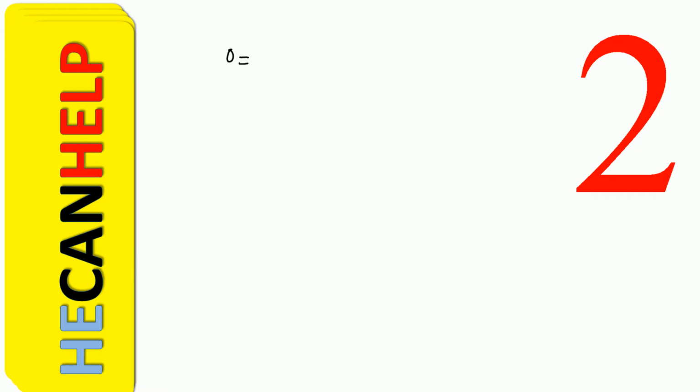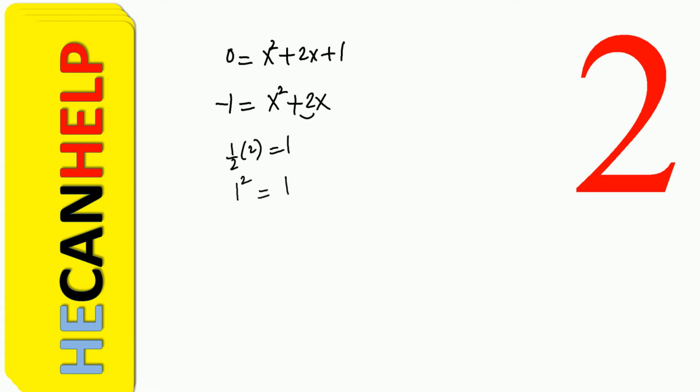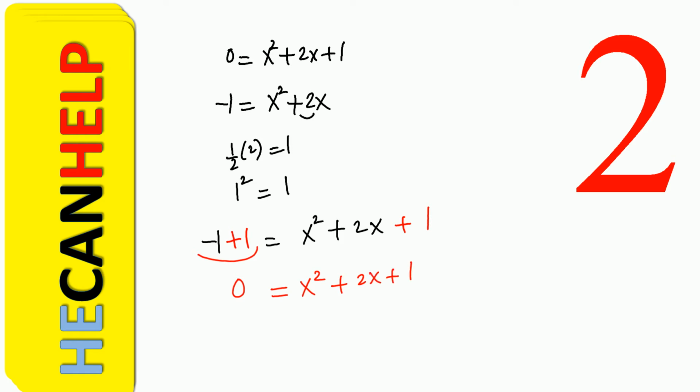So we are told that 0 is equal to x squared plus 2x plus 1. Subtract 1 from both sides. We get negative 1 is equal to x squared plus 2x. What is the coefficient of x? It is 2. So what is half of 2? That is equal to 1. What is the square of 1? 1. So our original equation was negative 1 equals x squared plus 2x. Add 1 to both sides. So what is this? 0. So you get 0 is equal to x squared plus 2x plus 1.